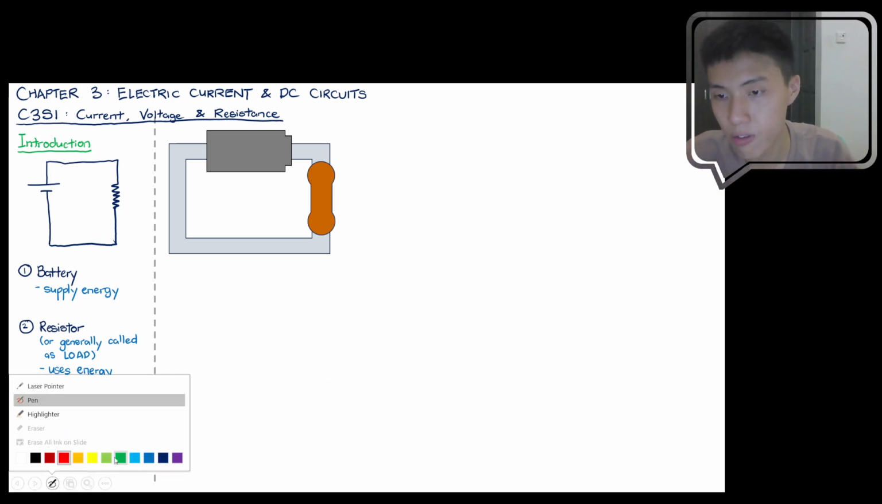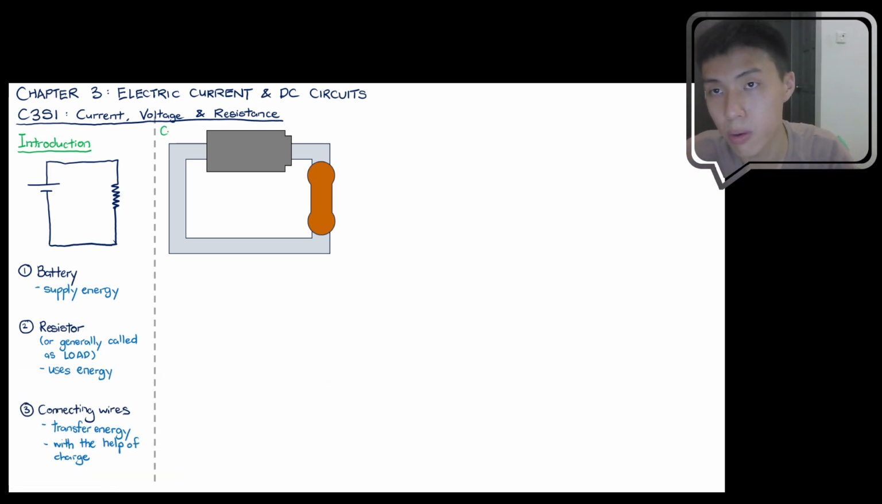So in this part of the notes, I'm going to talk about current. Okay, so to talk about current, let me define some of the important things first. Okay, so current, the symbol is I, and the unit is ampere, A.